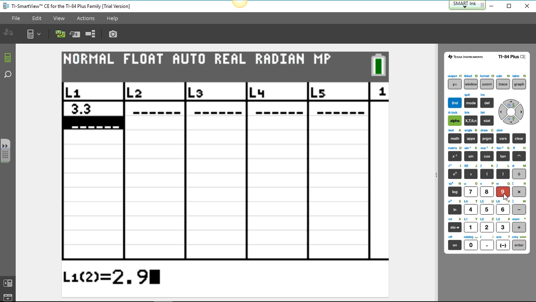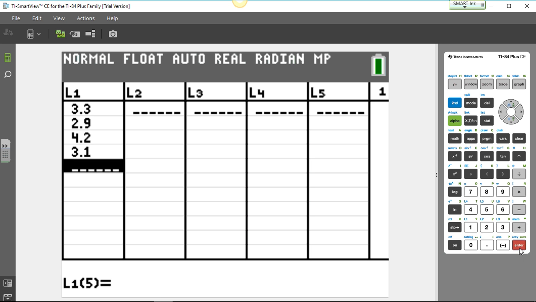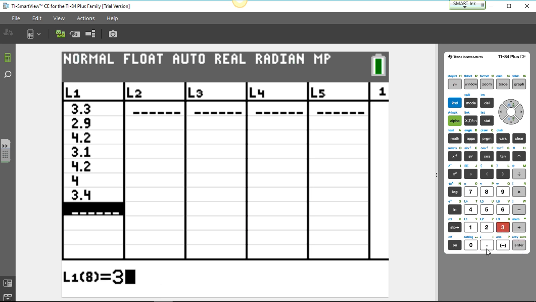2.9. 4.2. 3.1. 4.2. 4.0. 3.4. 3.2. 3.7. And 2.6.